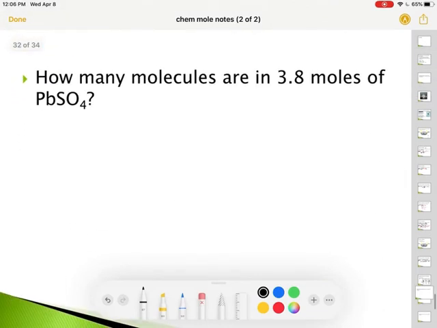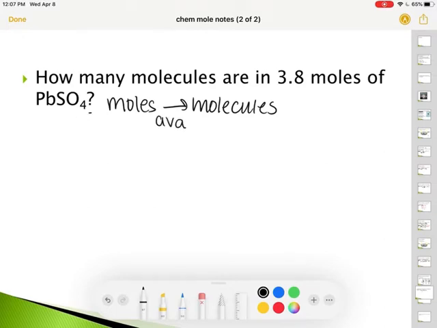How many molecules are in 3.8 moles of PbSO4? Okay, great news here, guys. You don't need to calculate a molar mass here because this is just a moles to molecules problem. So the molar mass never comes into here, so don't worry about calculating it. Because the conversion factor here is Avogadro's number.